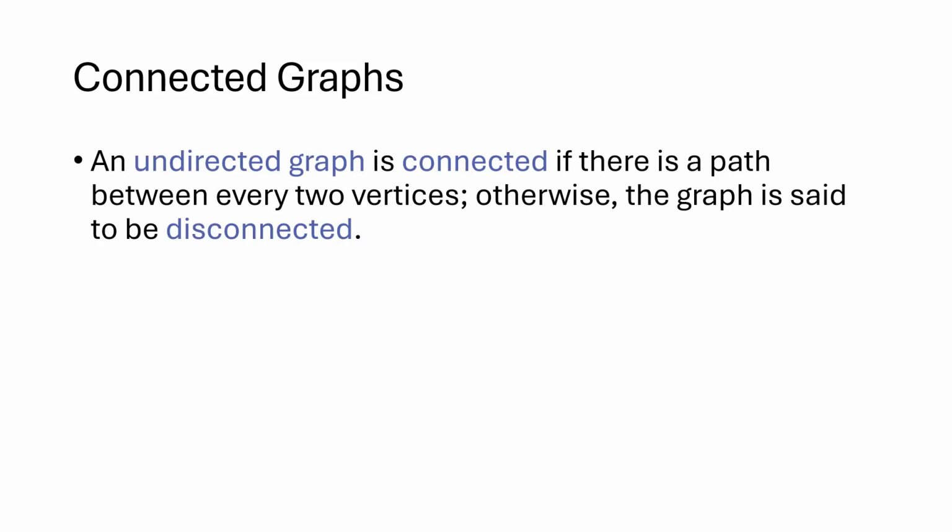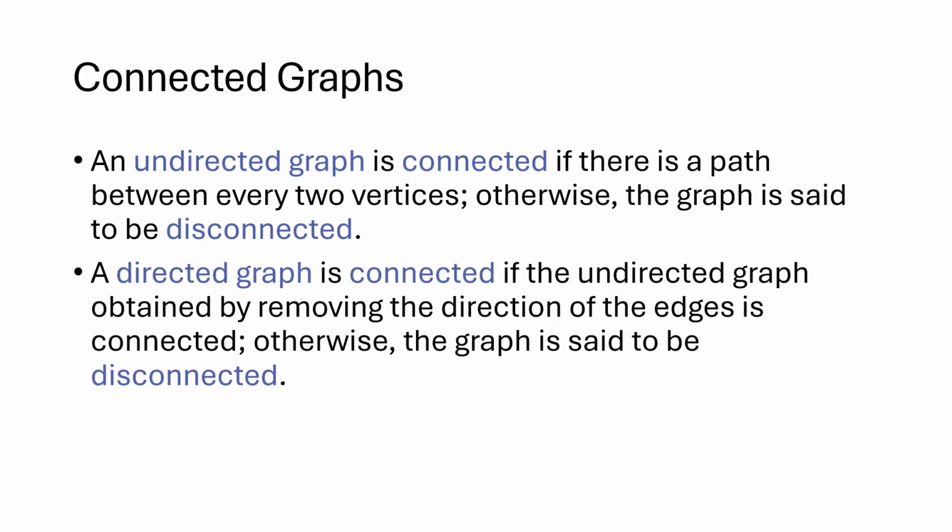And then for directed graphs, it turns out that there are two different definitions for whether or not a directed graph is connected. So for an undirected graph, we call it connected if for every two vertices that you choose, there is at least one path between them. So in that case, we call the graph connected, and if you can find two vertices with no path between them, then the graph is not connected.